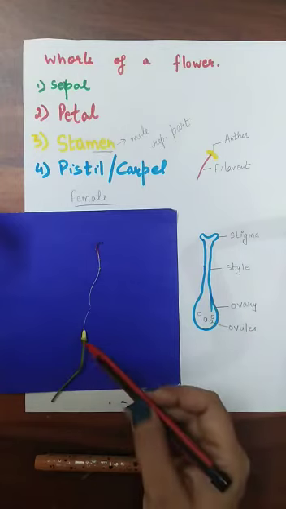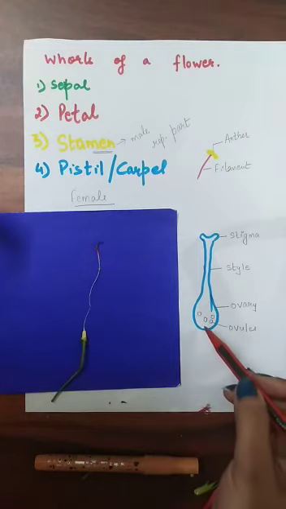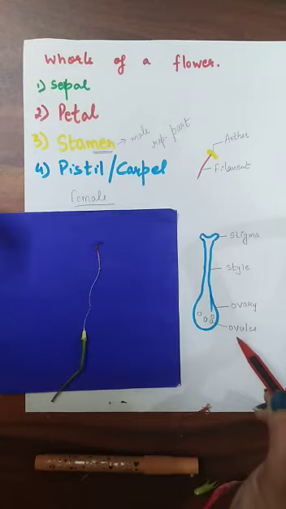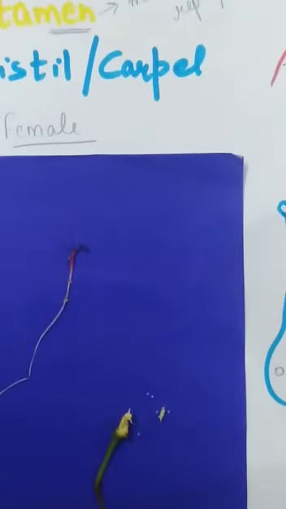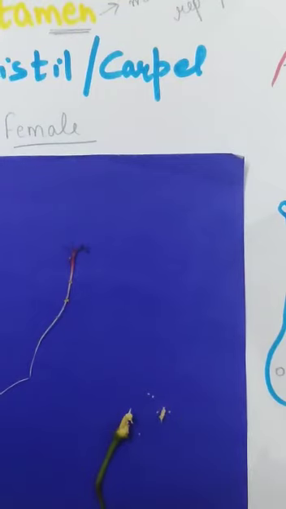And if I try to open this ovary and look through a microscope, I'll find small minute structures which are called ovules. Now here you can see that I have cut open the ovary, and inside the ovary small white dot structures are there. These are called ovules. Now the details of all this I will be discussing in today's class, and then I'll share the PPT with you after the class.